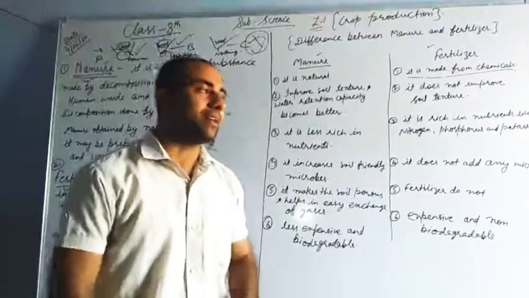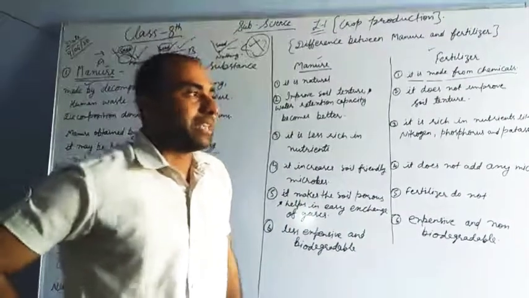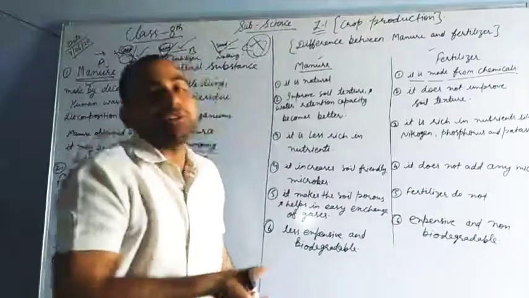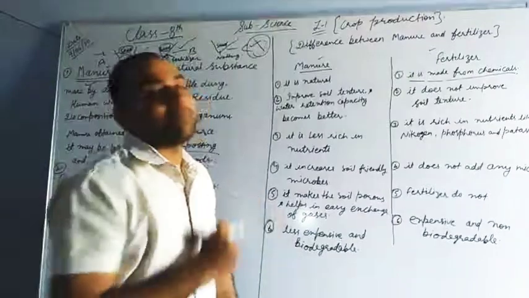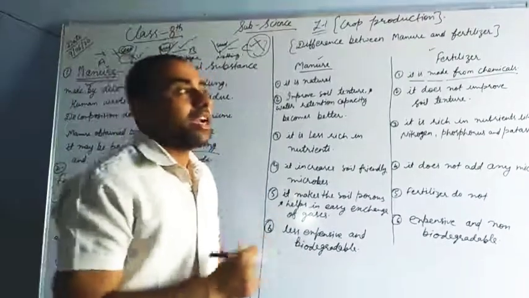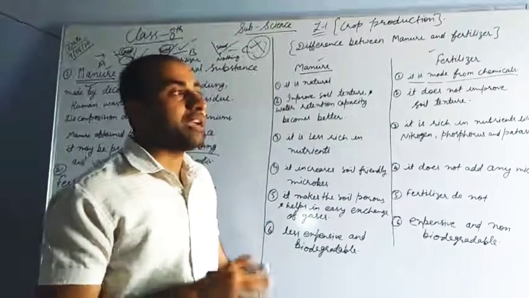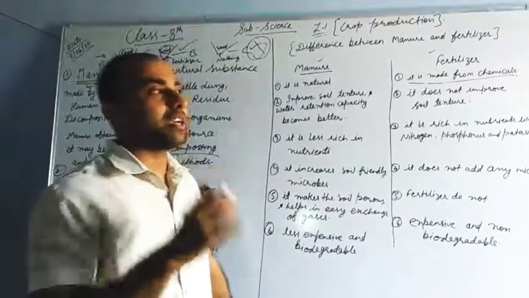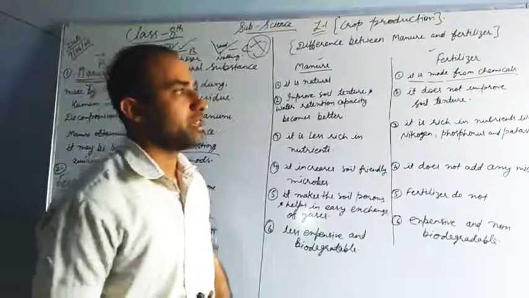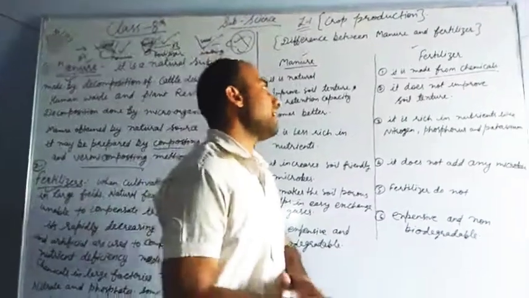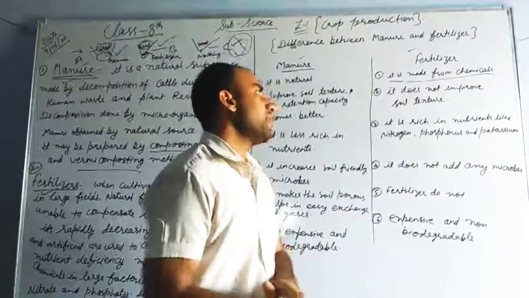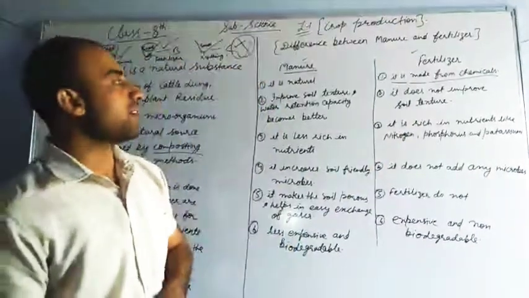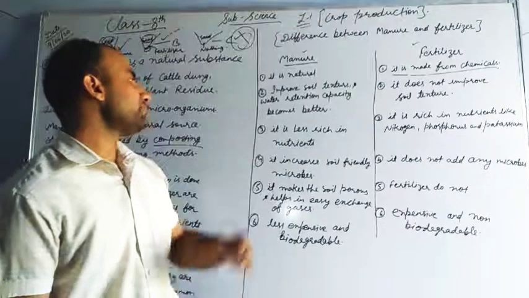Suppose any soil is absorbing 1 liter of water. If that portion of soil gets manure, it will start absorbing 5 or 6 liters of water. It means water absorbing capacity will be increased. Next is fertilizer. It does not improve soil texture. Fertilizer never improves soil texture.